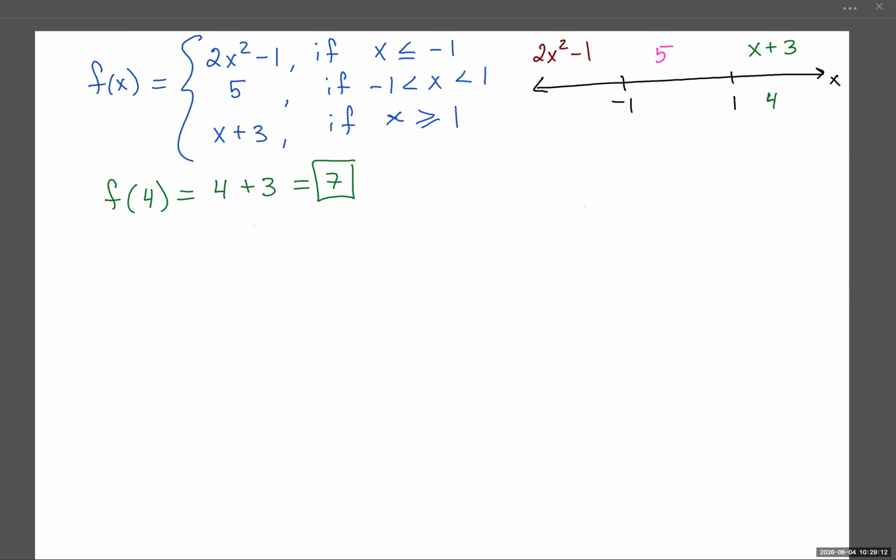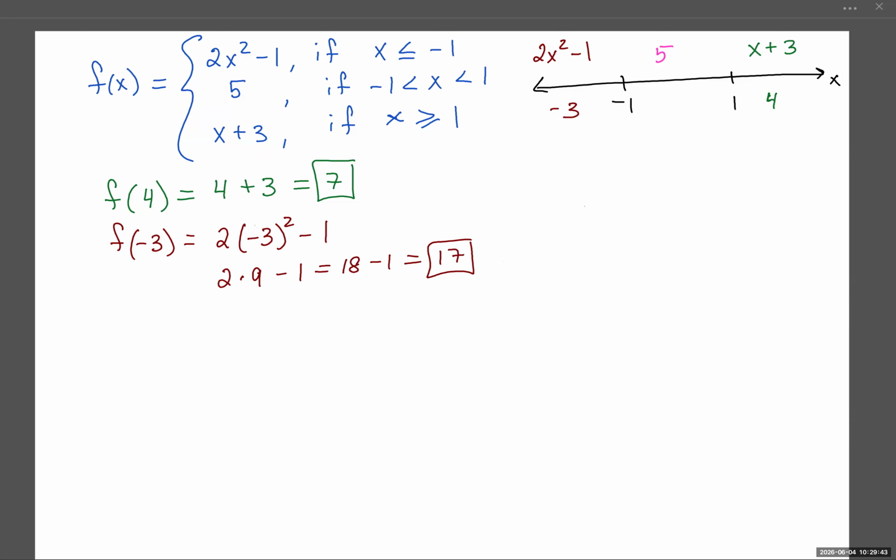Now let's go ahead and do function value at negative 3. Negative 3 is in this interval right here. So we're going to plug it into the x in that function. 2 times negative 3 squared minus 1. Negative 3 squared is 9, so 2 times 9 minus 1. That's 18 minus 1, so just 17.